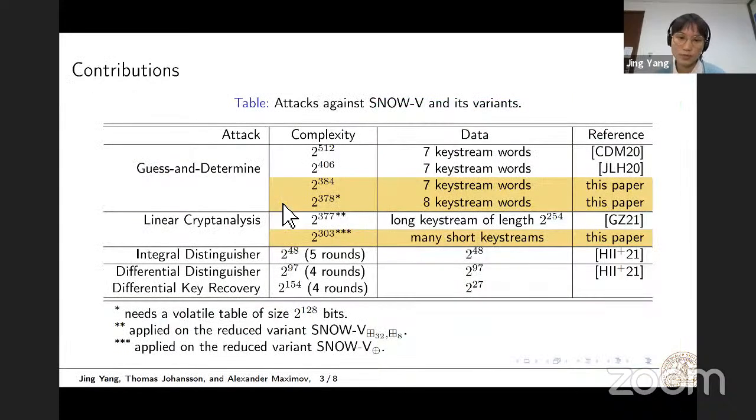Since it was proposed, SnowB has received some public cryptanalysis results, as shown in the table. In our paper, we proposed 2 guess and determine attacks with complexities below existing ones. We also performed a linear cryptanalysis of SnowB, but of a reduced variant. One advantage of our distinguishing attack is that it does not need long key streams.